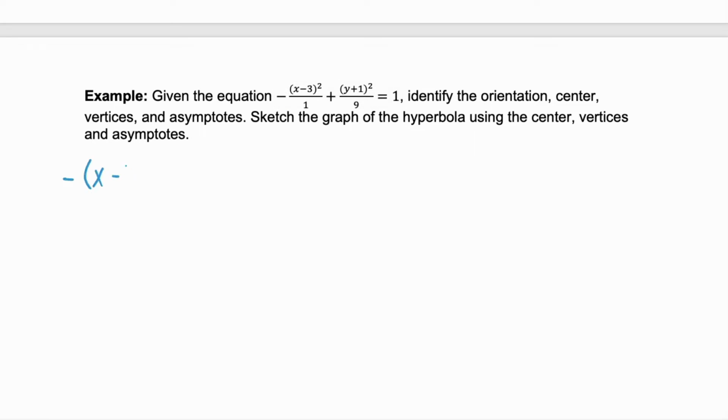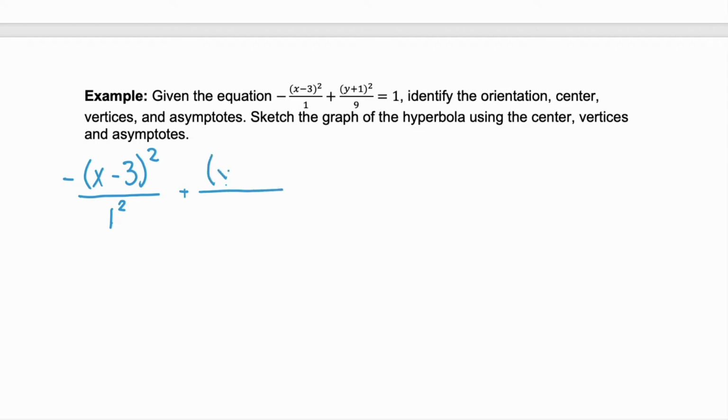So the first numerator is good. It's x minus that constant squared. But the denominator should be something squared. Well, 1 squared gives us 1.